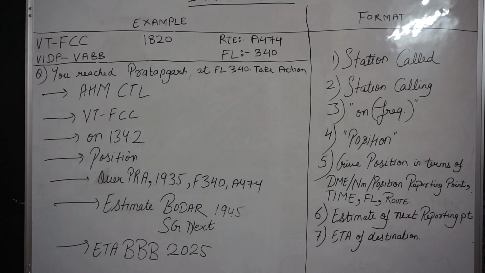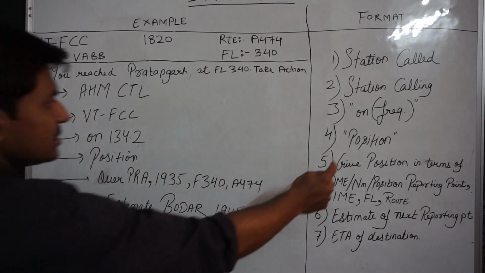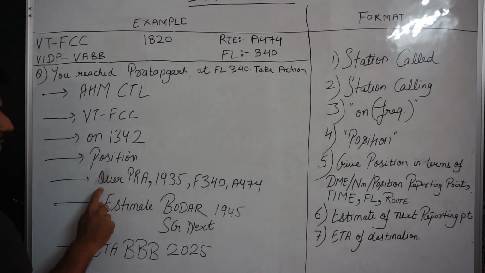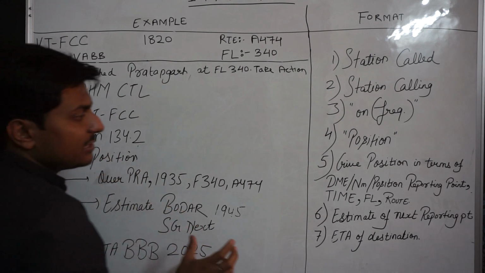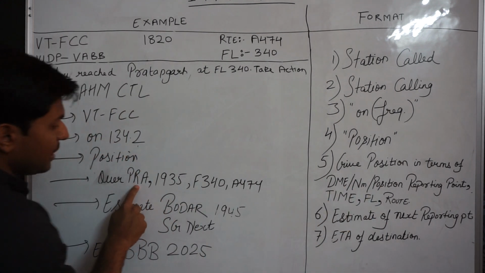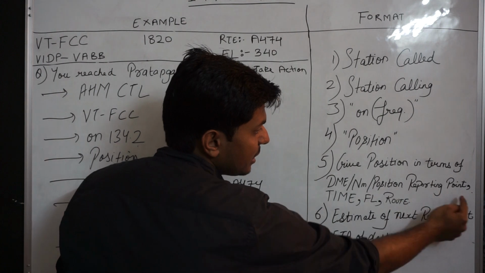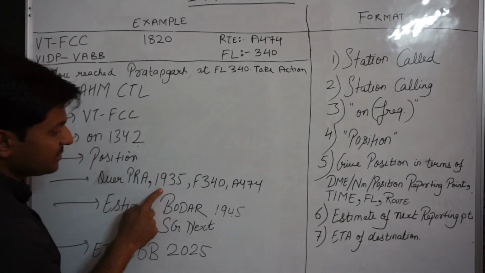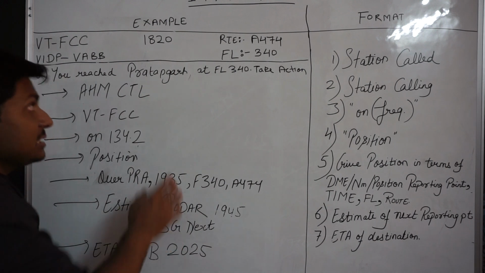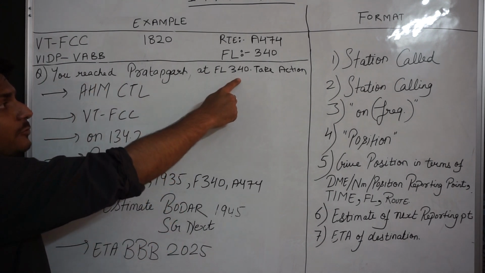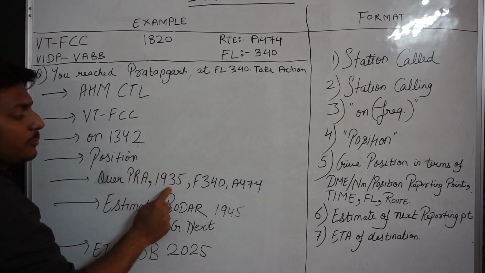And then in the next point you have to say the position. So I have written the position, and then you have to give the position. So you are over Papa Romeo Alpha, which is the Pratapgarh's VOR identifier. So it is Papa Romeo Alpha. We have given up to here, and then time is 1935. This is hypothetical, it is not fixed unless it is written in this question. If it is written in the question, you have to put that time.